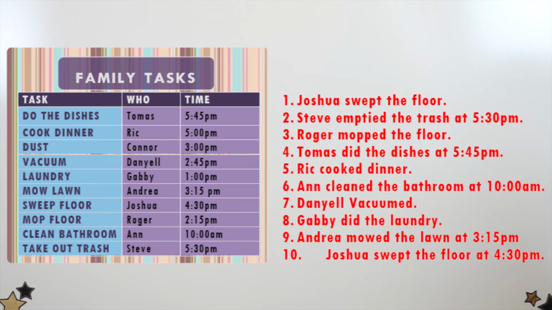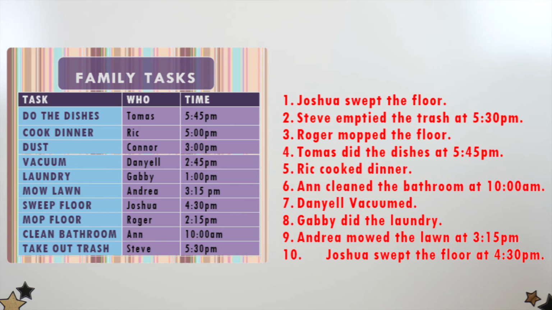Number 1, the correct answer is Joshua swept the floor. Number 2, Steve emptied the trash at 5:30 p.m. Number 3, Roger mopped the floor. Number 4, Tomas did the dishes at 5:45 p.m. Number 5, Rick cooked dinner.